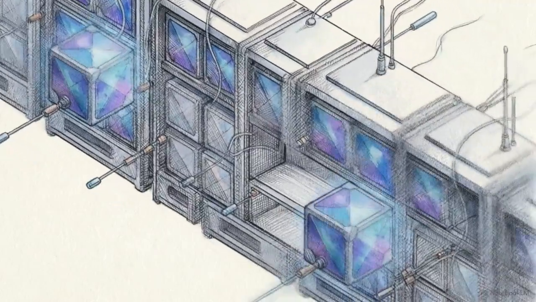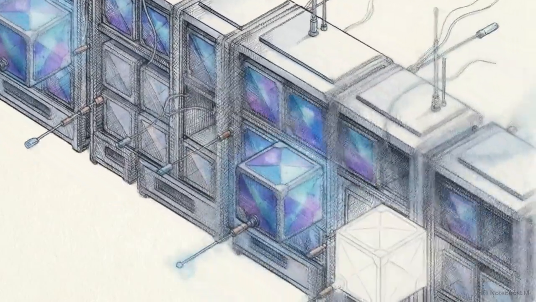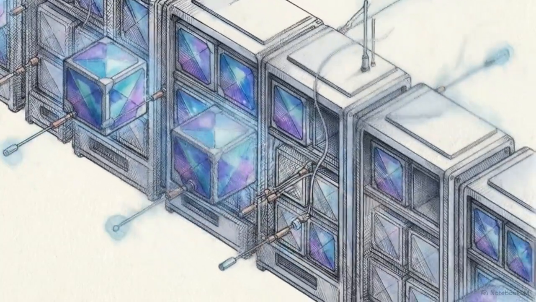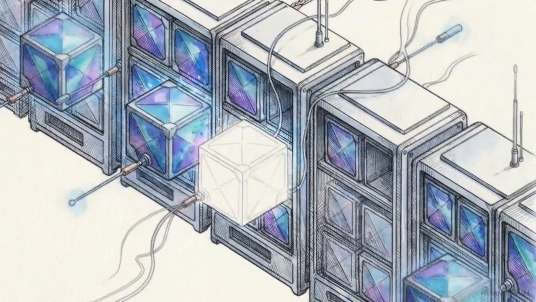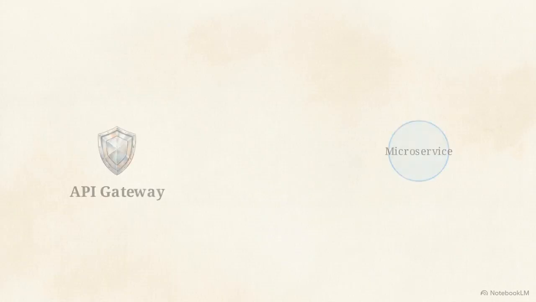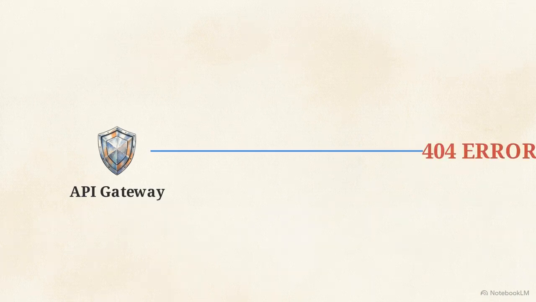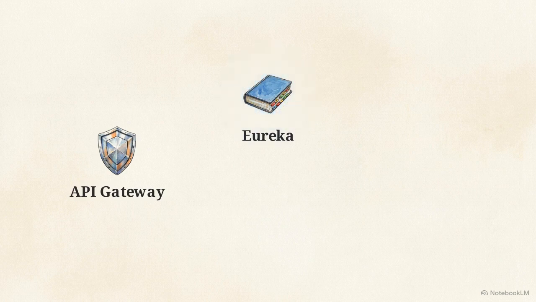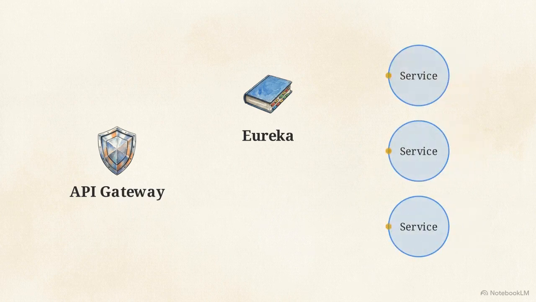Inside that perimeter, the cloud environment is highly volatile. Containers spin up to handle load, and crash or spin down to save money. This means IP addresses are constantly changing. If your API gateway or a fellow microservice hard codes the IP address of a target, the connection breaks the second that target scales or restarts. To map this moving target, Spring Cloud relies on service discovery, commonly implemented with Eureka. It functions as the digital address book for the ecosystem.